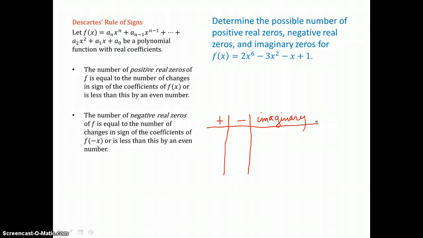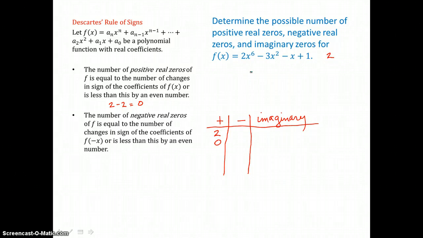Okay, so to test for positive real zeros using Descartes' rule of signs, we look for the changes in sign in the terms of f. It starts out with a positive leading term, then it changes to negative terms, 2 of them, and back to positive. So that's one change, and then back to positive, that's 2 changes. Now there's 2 positive zeros or less than that by an even number. So 2 minus 2, an even number, would leave 0. So we could have 2 positive zeros or 0 positive zeros.